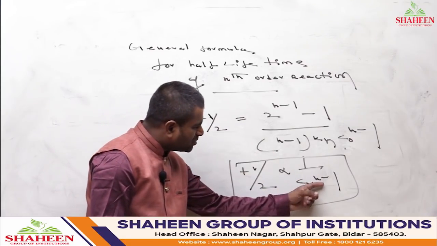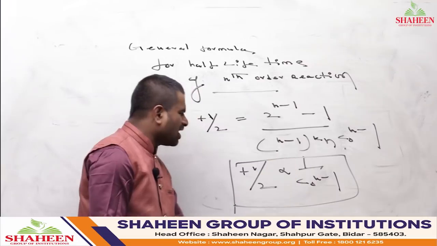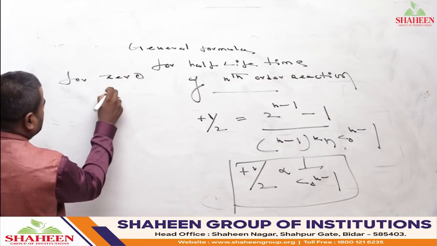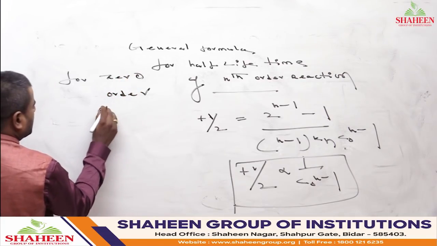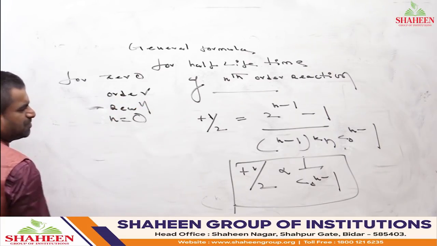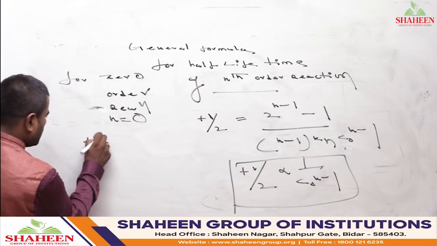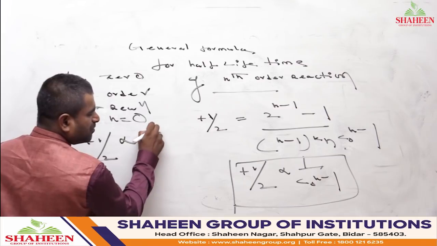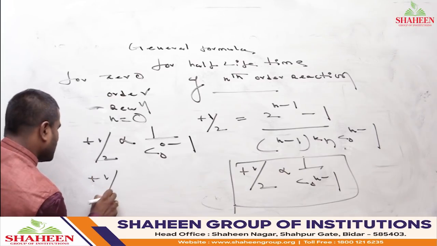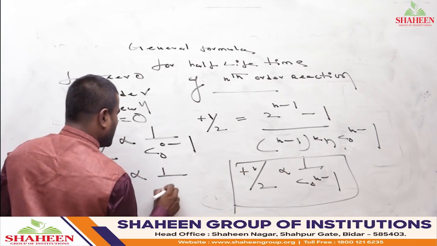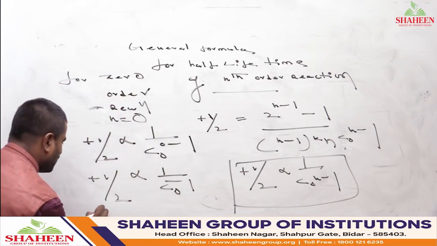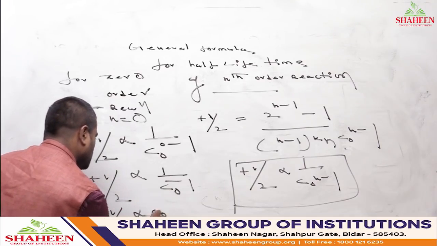For zero order reaction n is equal to 0, therefore half-life time is independent of initial concentration of the reactant. Remember student, for zero order, n is equal to 0. Substitute here: T half is directly proportional to 1 by C naught power 0 minus 1, or T half is directly proportional to 1 by C naught power minus 1. C naught power minus 1 means 1 by C naught, therefore T half is directly proportional to C naught.